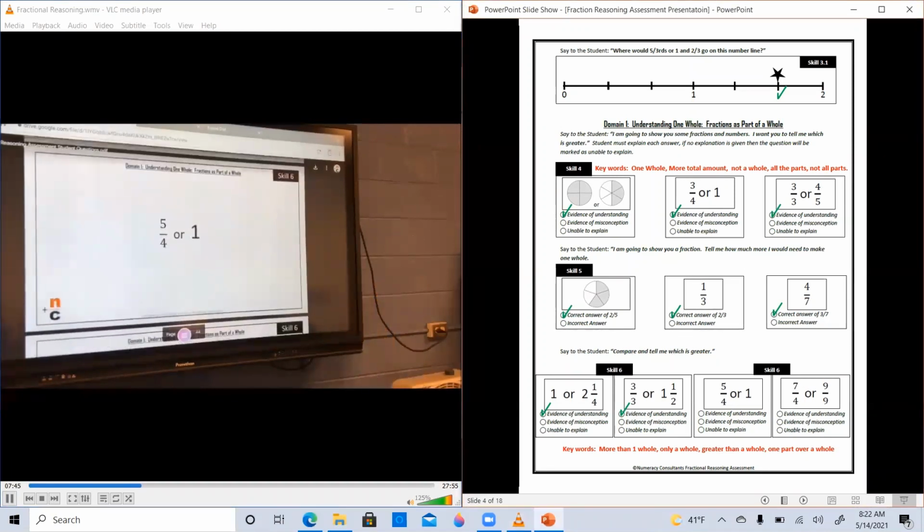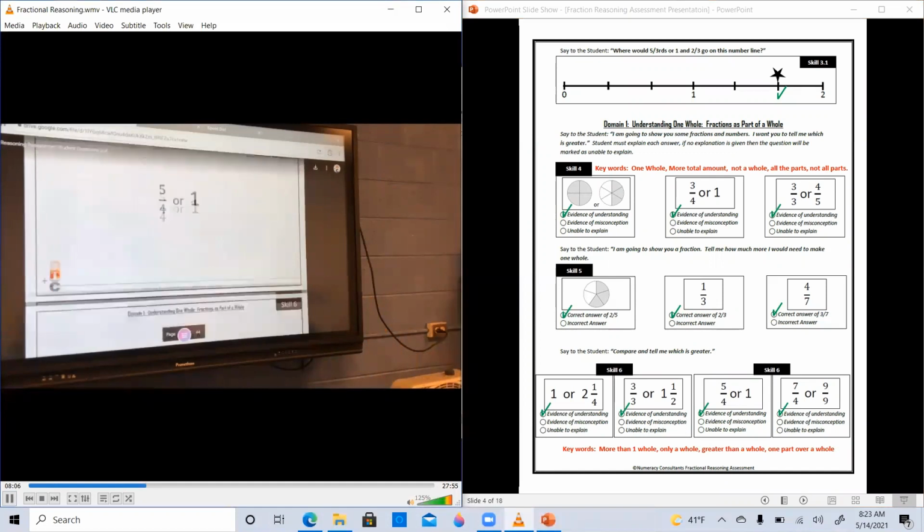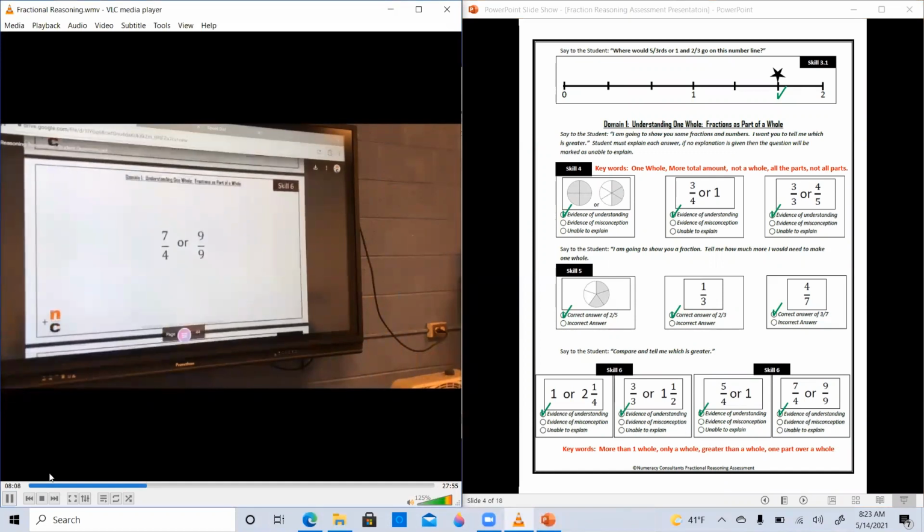Okay, which is more, 5/4 or 1? More? Which is greater? Well, 5/4 because 5/4 is 1 and 1/4. Okay, so you're saying 5/4. All right, when they're converting improper fractions to mixed numbers, they understand 4/4 is a whole, and then a little more, and 1 is just 1. Yeah, as a mixed number.